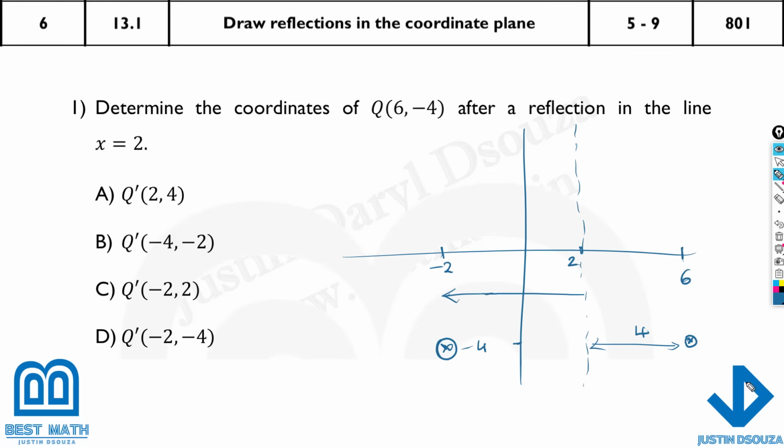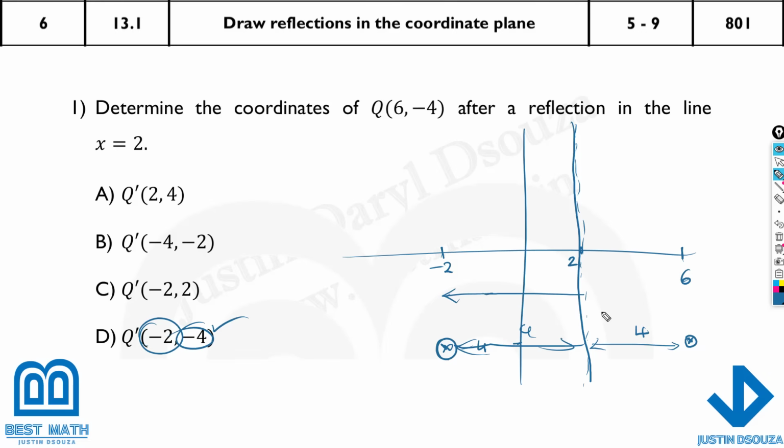If the reflection distance was more than that, it would be on the other side. But now this is the point of reflection. See that line at 2? From here to here it's 4, so it'll be 4 behind it, on that side, and we can count from 2: 1, 0, minus 1, minus 2. So which is minus 2? These two. But what about the y-axis? It has nothing to do with the y-axis. It'll remain on the same point. So it's (-2, -4), option D.